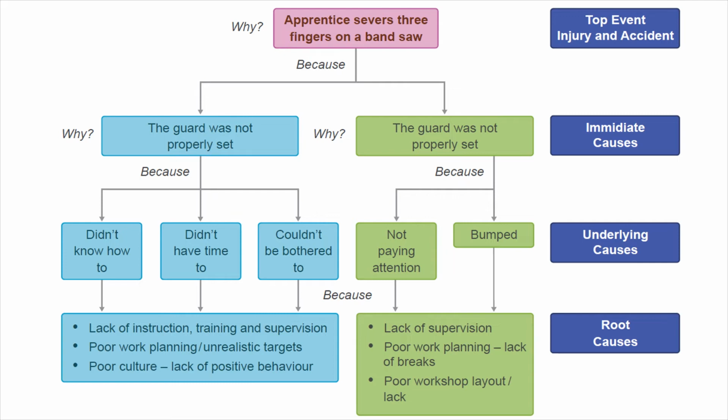Let us now take a look at some unsafe conditions that could have contributed to the apprentice severing 3 fingers on a bandsaw. Again, asking the question why the guard was not properly set. The immediate cause here is the same as an unsafe condition compared to an unsafe act. But asking the question why again leads us to a different underlying cause. Here the apprentice was not paying attention, or because they were bumped. This is a different unsafe condition that existed.